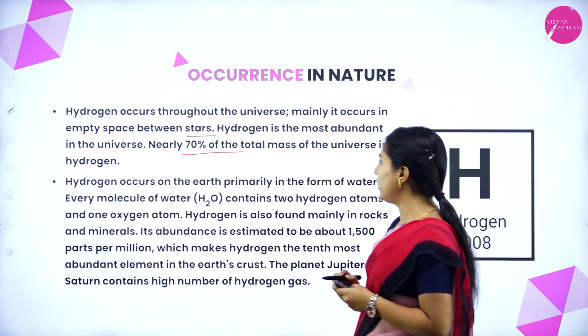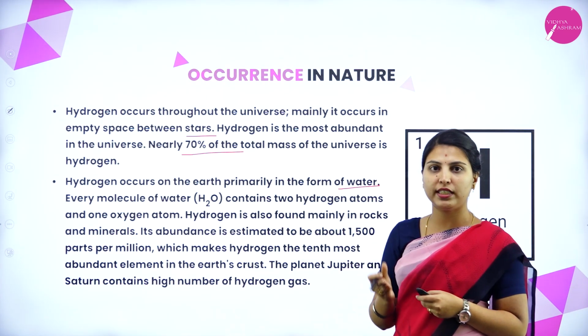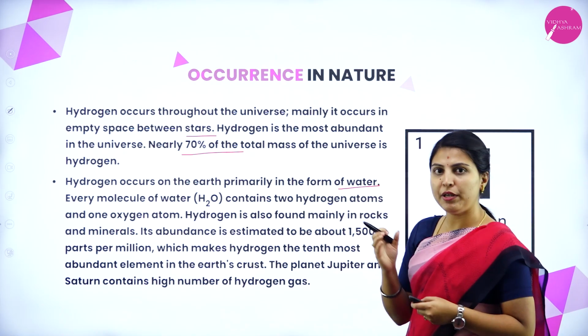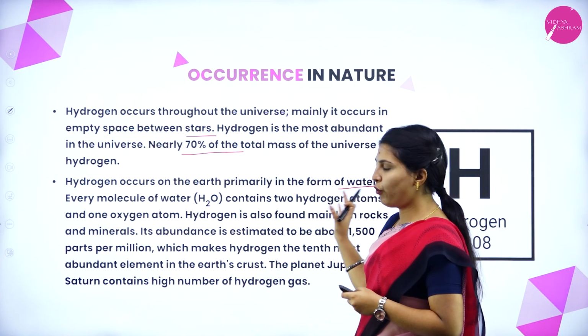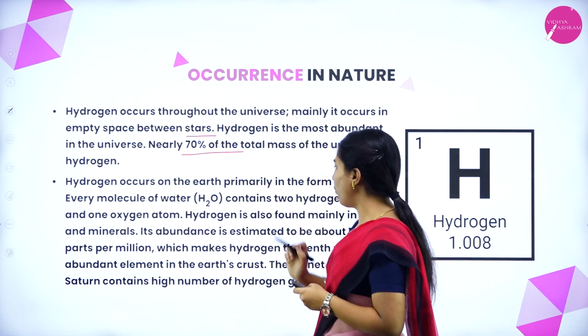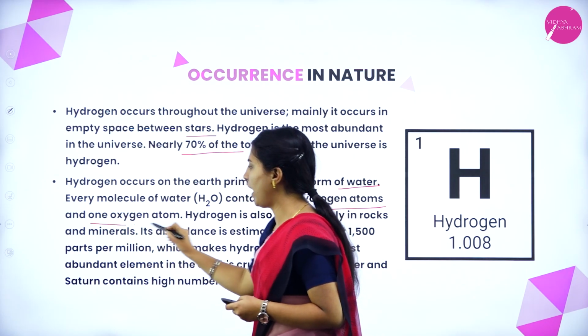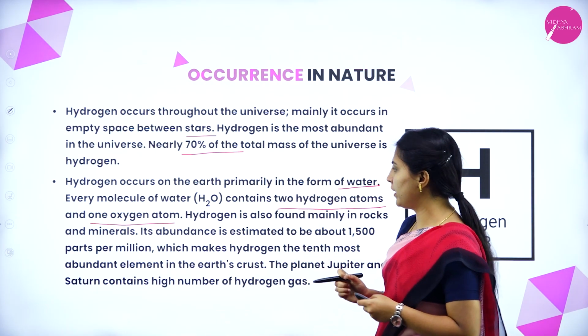Hydrogen occurs on the earth primarily in the form of water. Individual hydrogen you cannot see on the earth. So, it will be available in the form of water, that is H2O. Every molecule of water H2O contains 2 hydrogen atoms and 1 oxygen atom, that we know already.